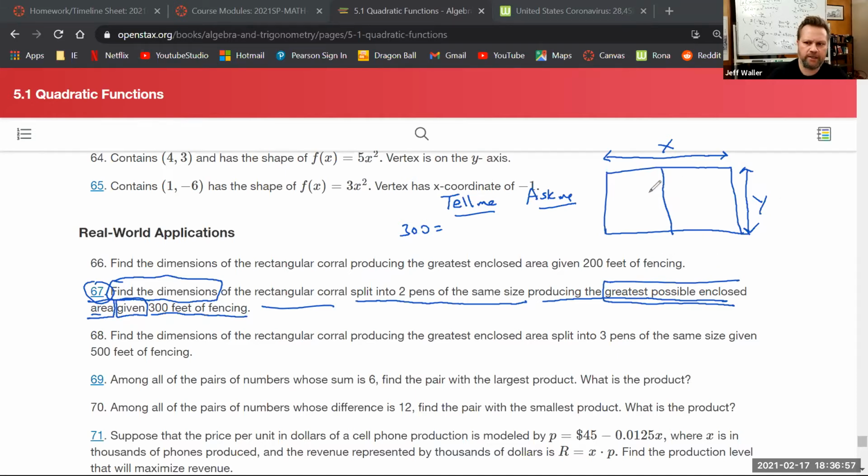Let's be nice to ourselves. Isn't this Y also? It's rectangular, so they're parallel, so they are the same length. Are you with me? So that becomes a Y. And then what's the other side, of course? X. I like it.